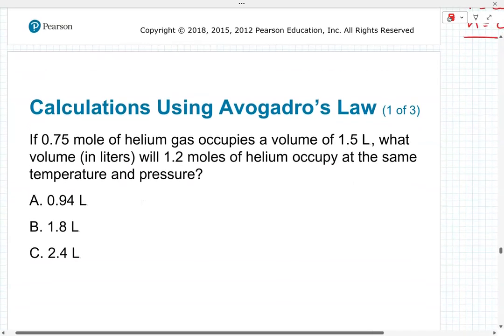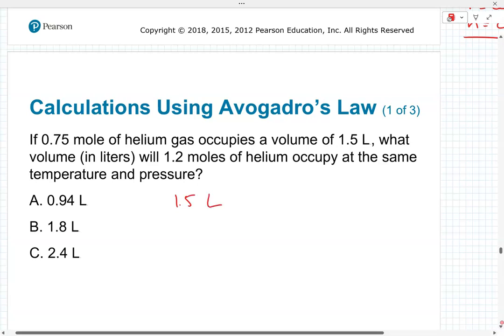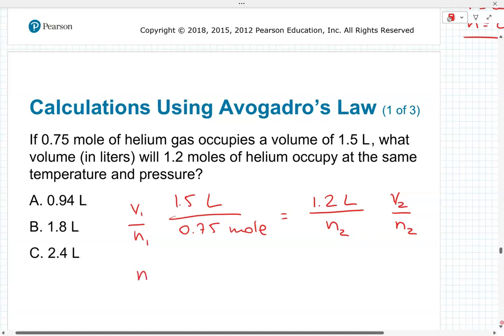So, in case of Avogadro's law, it's pretty straightforward. So 0.75 moles over 1.5 liters. Well, you actually can go either way. Classically, it's 1.5 liters per 0.75 mole. So it's V1 over N1. It has to be the same as 1.2 liters over N2. Make sense? So N2, 1.2 liters multiplied by 0.75 moles divided by 1.5.